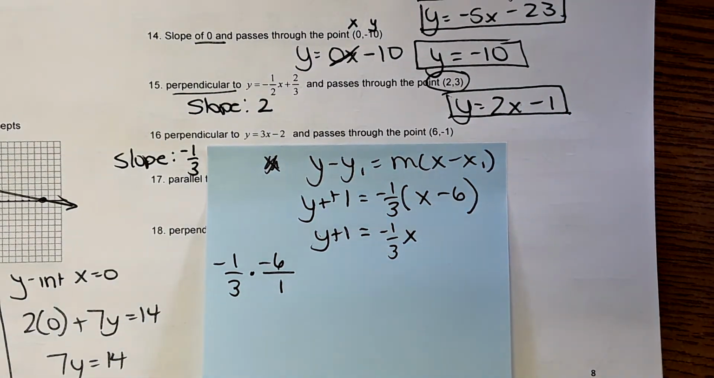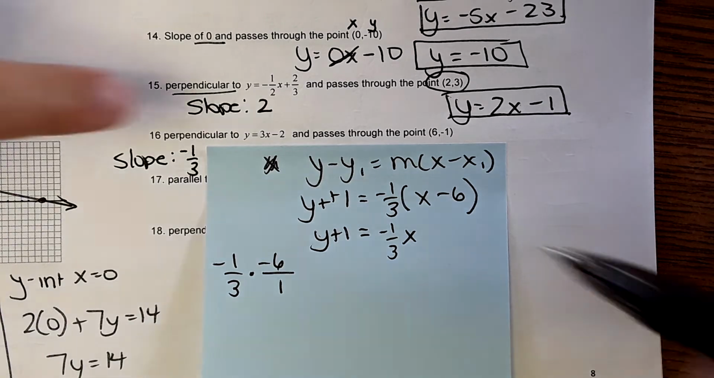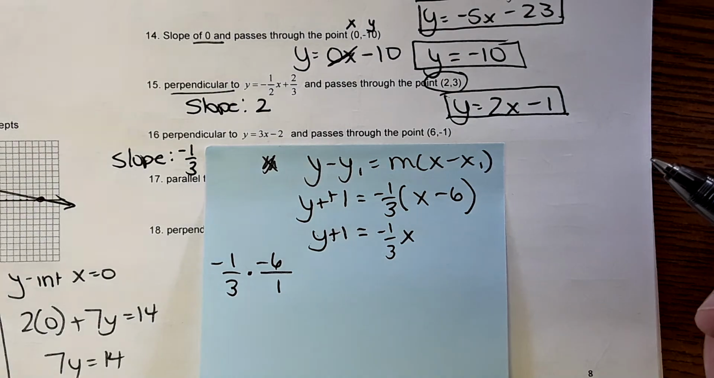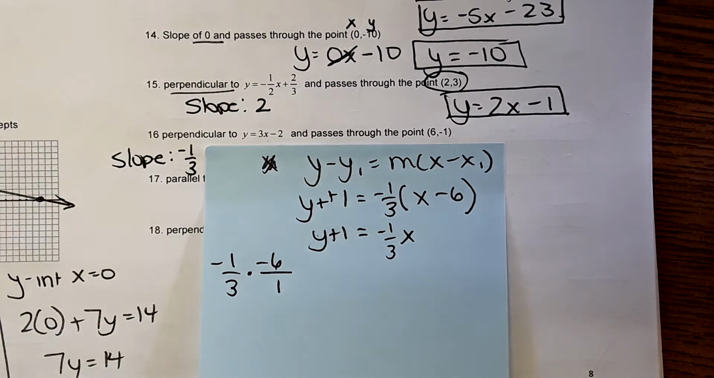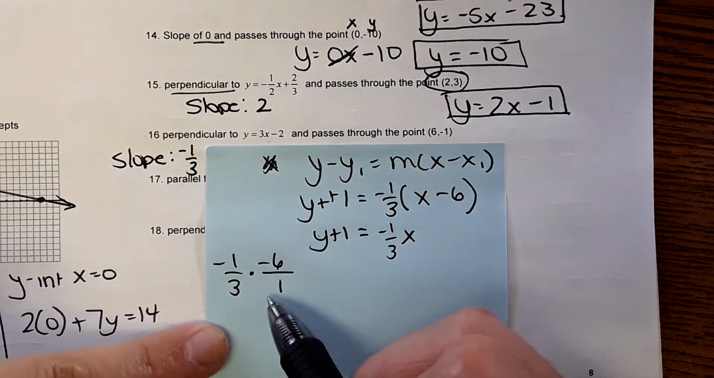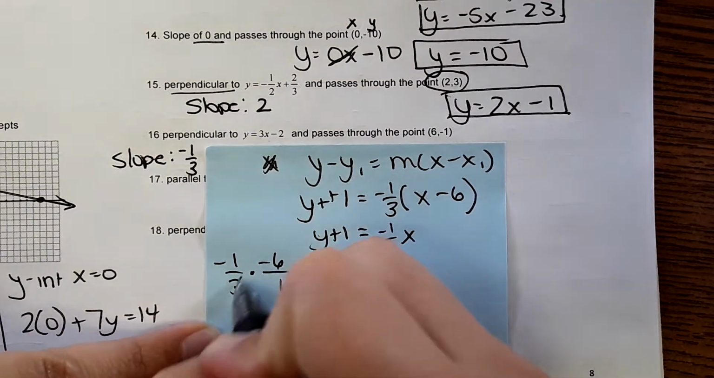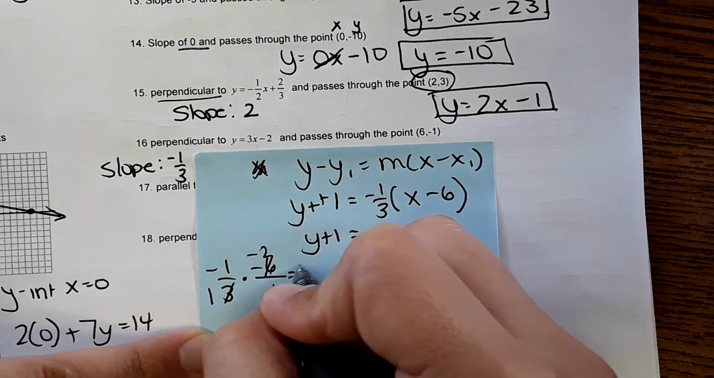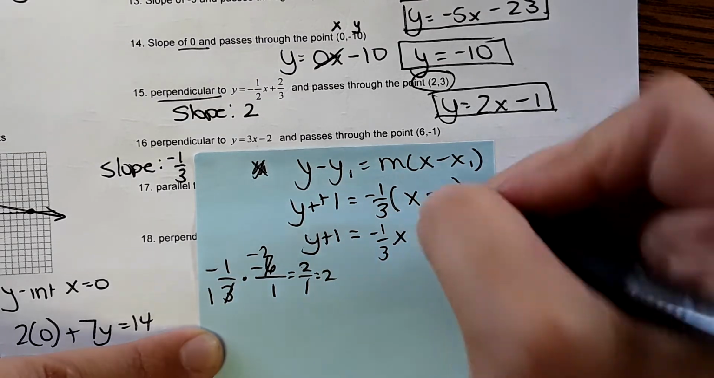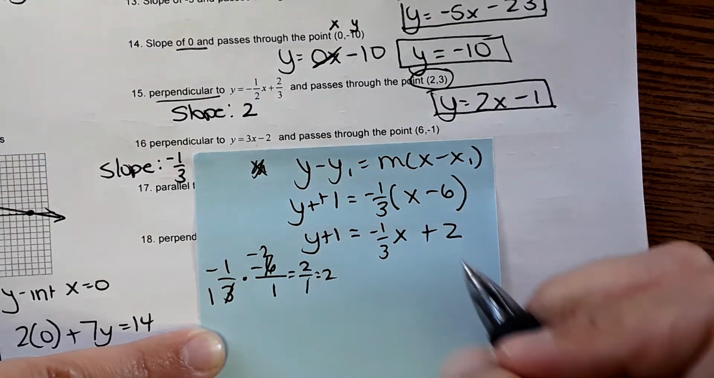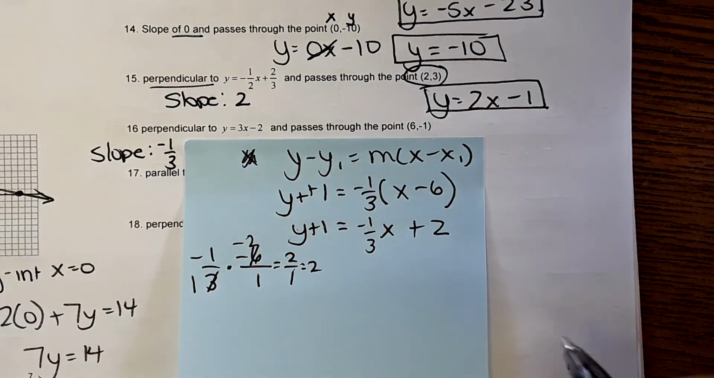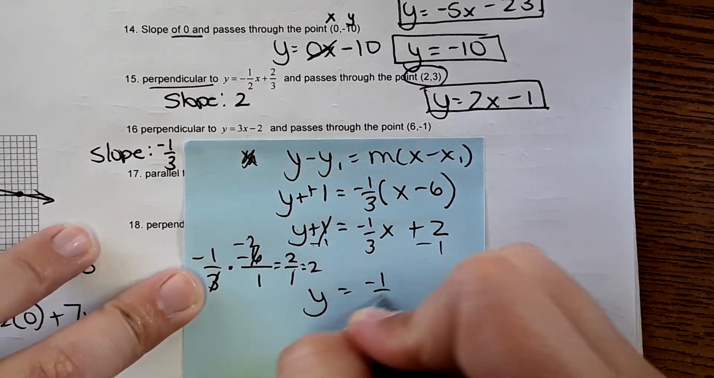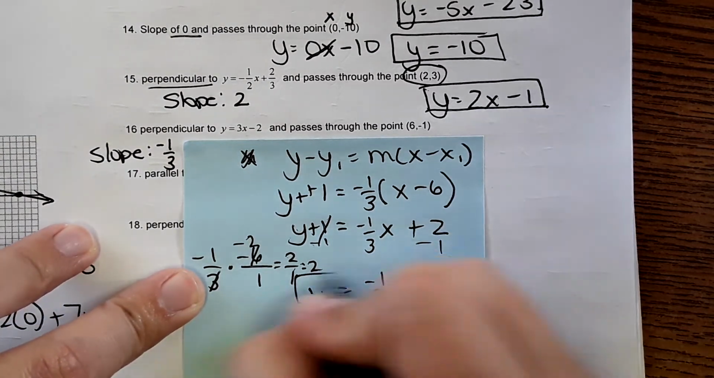How'd you get -1/3? It says it's perpendicular to this. The slope here would be 3/1. So flip that and make a negative would be -1/3. Then once we're here, 3 and -6 can both be divided by 3. I get 1 and -2. -1 times -2 equals 2/1, which is 2. So plus 2 right here. Then subtract 1 from both sides. Y equals -1/3 x plus 1.